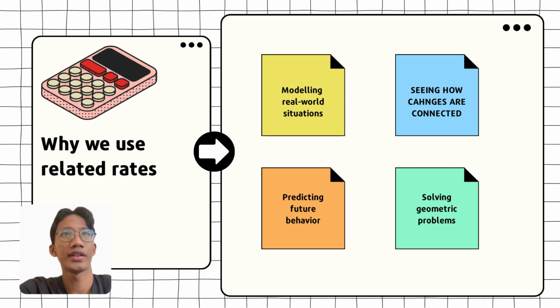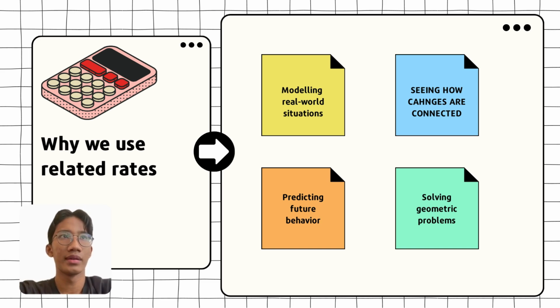So the second point is seeing how changes are connected. These rates show us how changes in one thing can cause changes in another, helping us understand their relationship. Imagine you are inflating a balloon. As the volume of air inside the balloon increases, the balloon's radius also increases. Related rates let us see how things and changes are interconnected and how one affects the other.